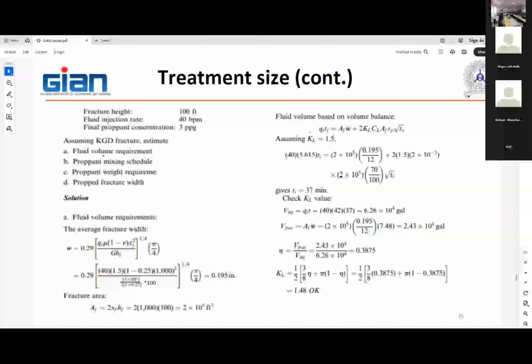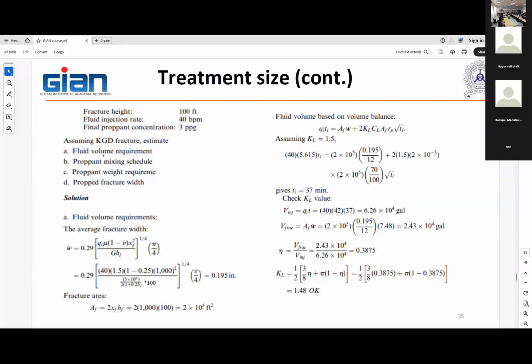Then we use the volume balance formula, which is the total volume pumped, the total pump rate times the total time you pumped, equal to the area of the fracture times the average fracture width, plus this term that you have seen before. Which terms do we know and which do we not know? Q we know, which is 40 barrels per minute.